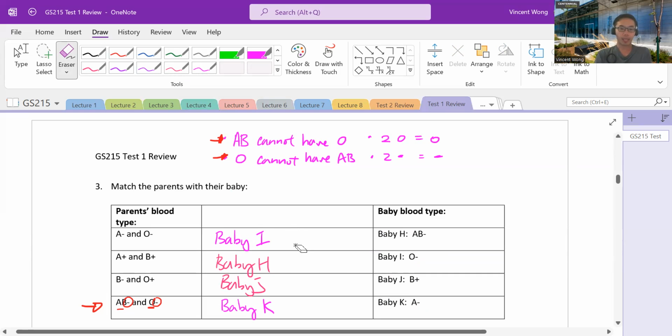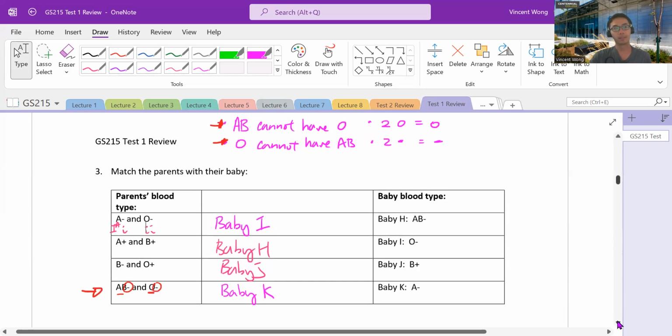Does anyone want me to explain any of these families? Like, how is it possible for A and O to get O? So this must be IA and small i, small i, small i. That's how you end up having an O baby, because it's little i combined with little i, for example. So no questions? Last call.